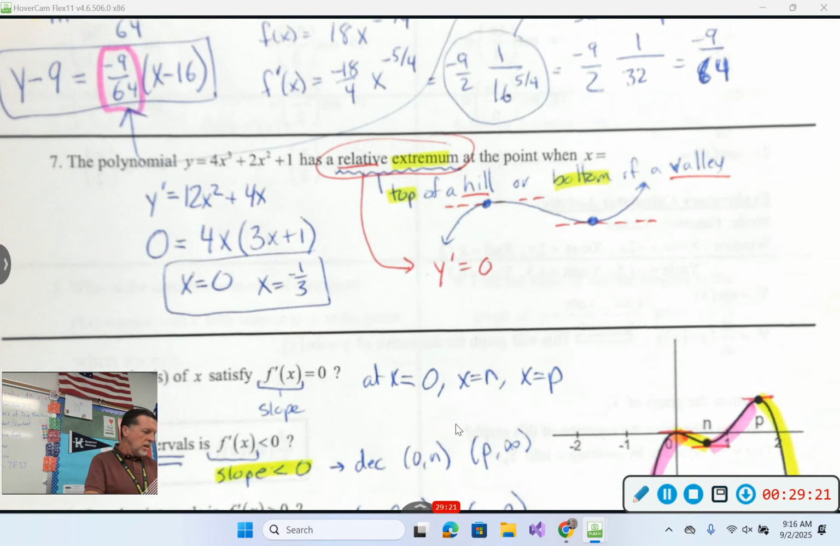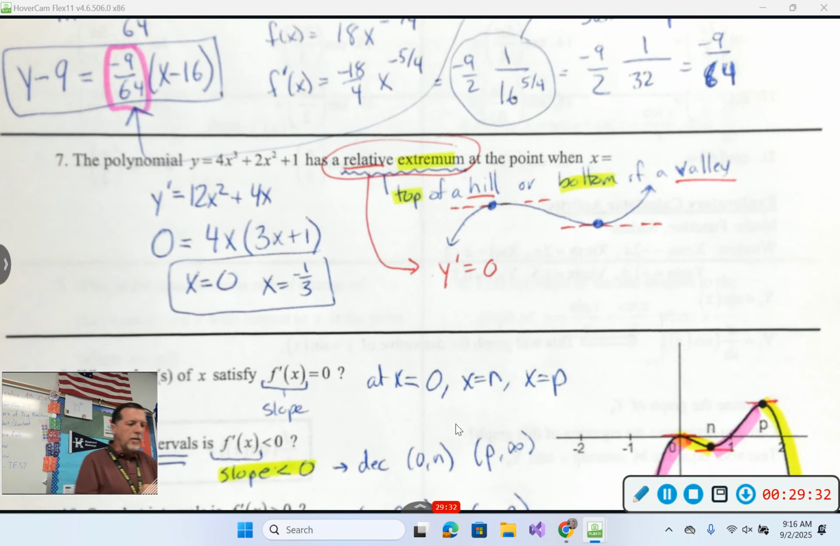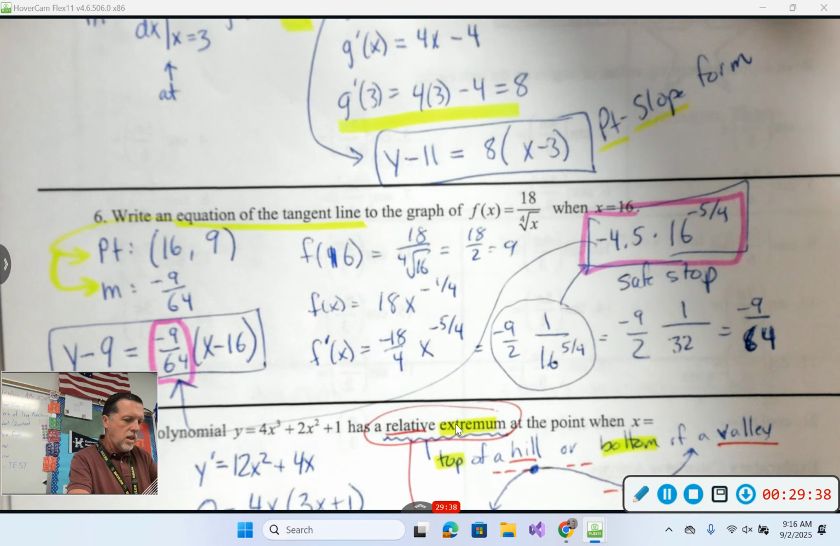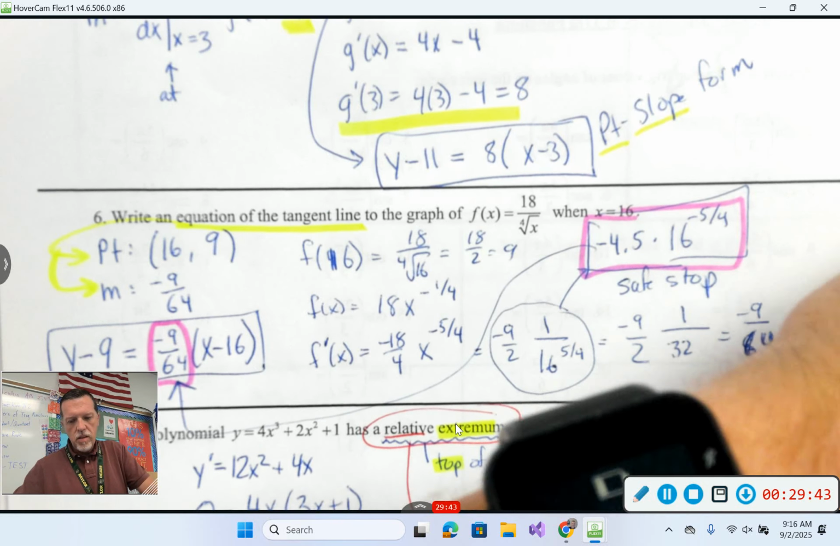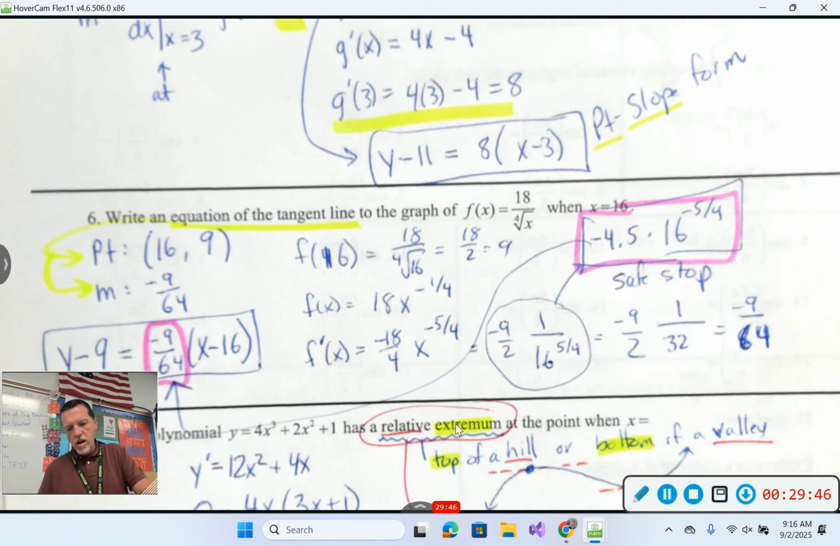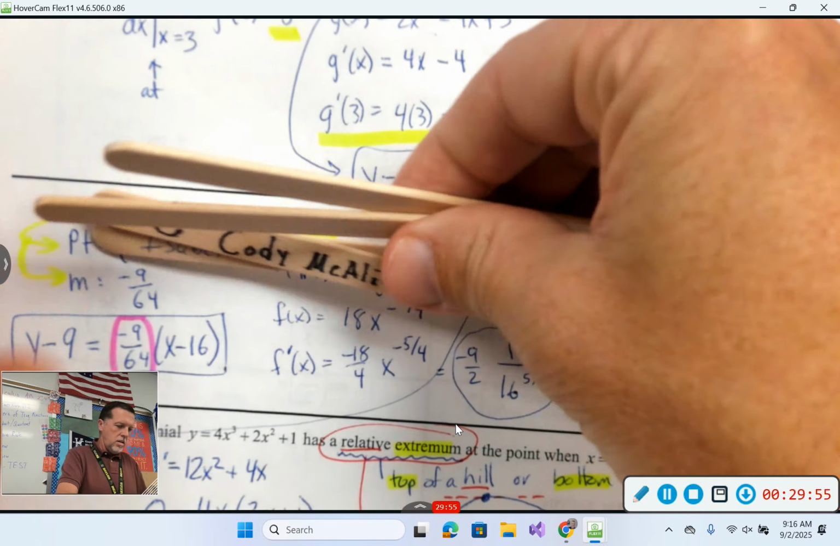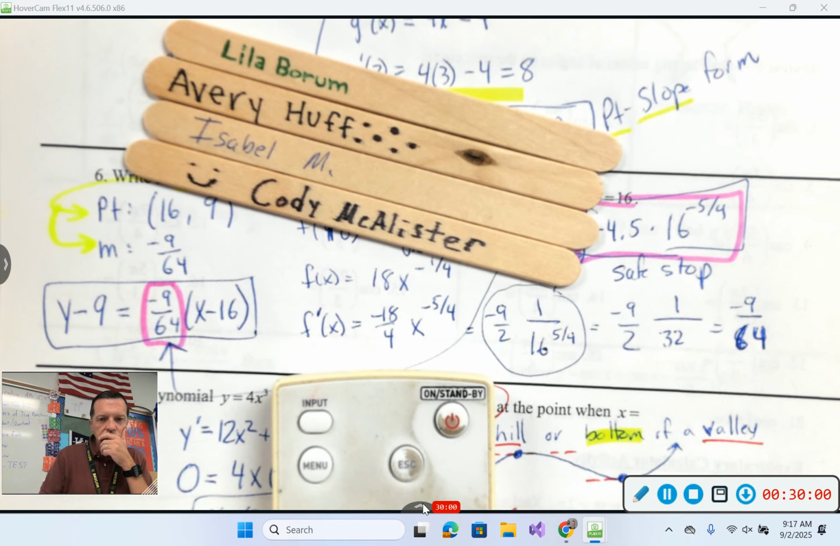Read carefully. And we got through everybody. Got through everybody and took roll at the same time.